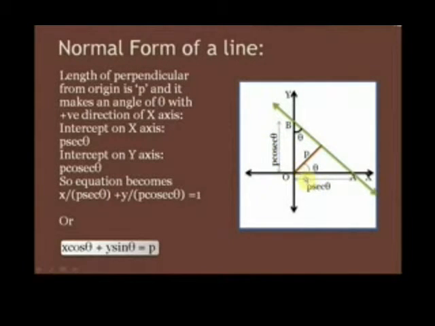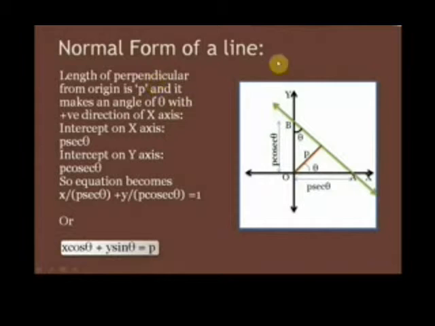Now we know the x-intercept and the y-intercept, so we can write it as x/(p sec theta) + y/(p cosec theta) = 1. This is the intercept form of a line. But 1/sec theta is nothing but equal to cos theta, and 1/cosec theta is equal to sin theta. So the equation reduces to x cos theta + y sin theta = p.